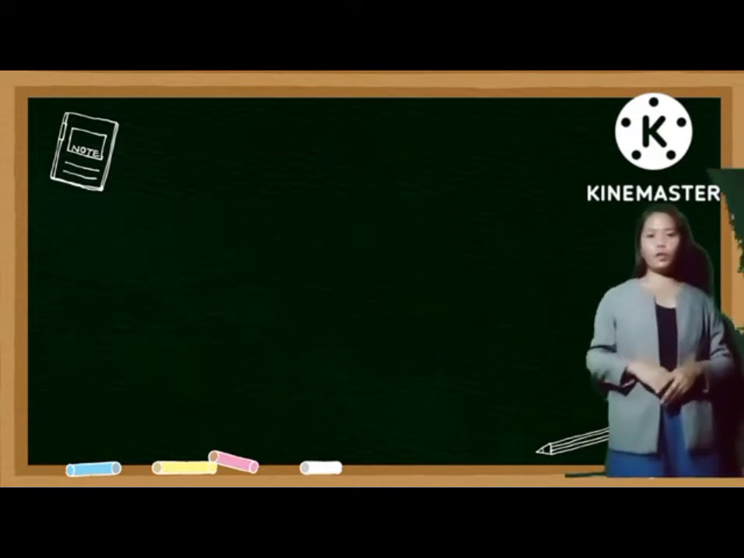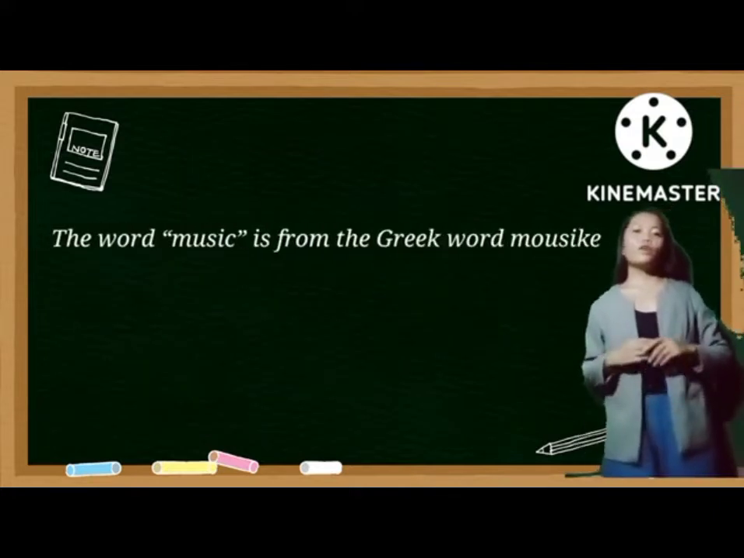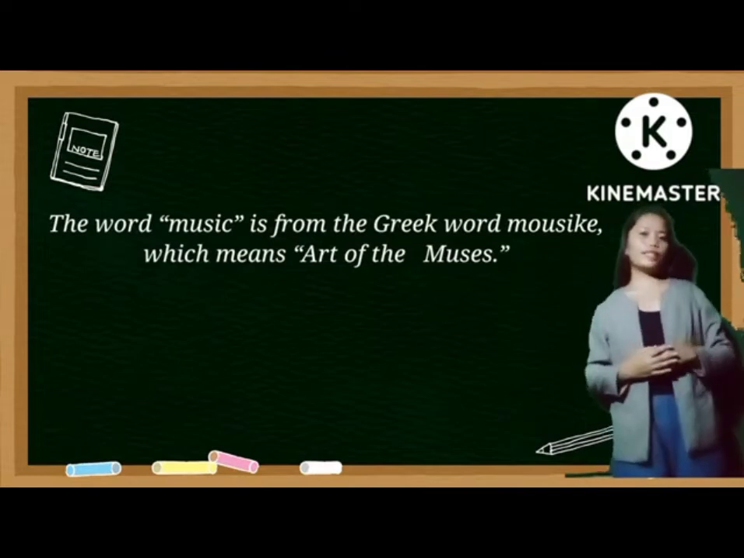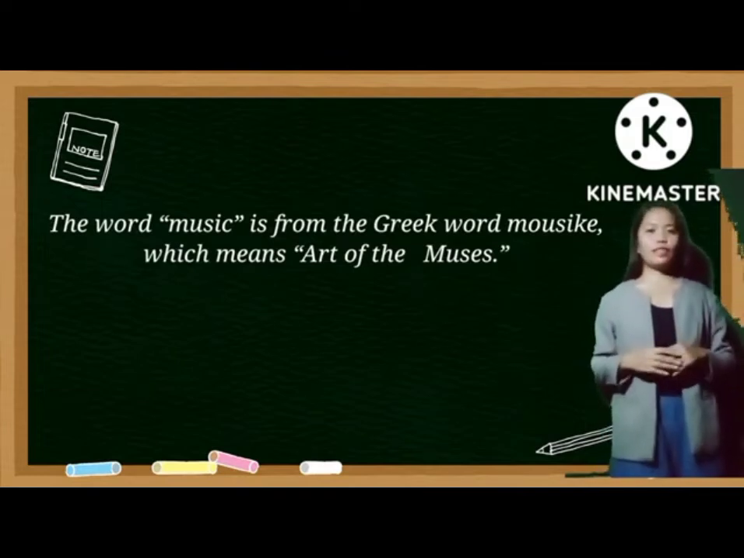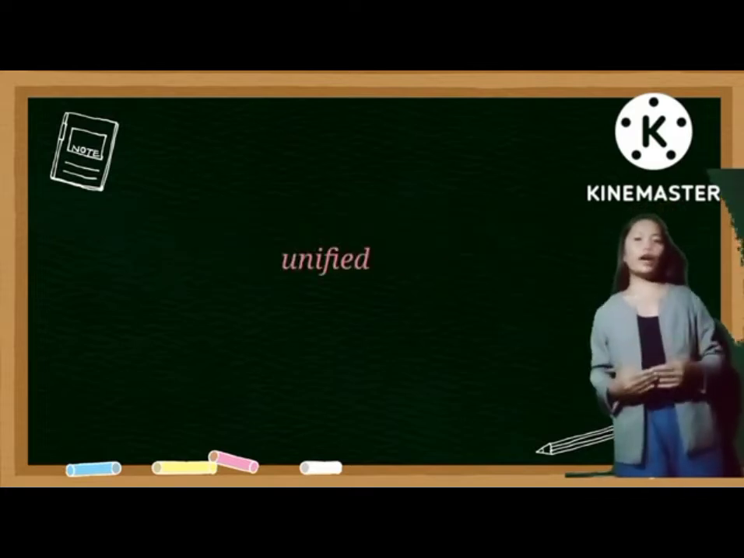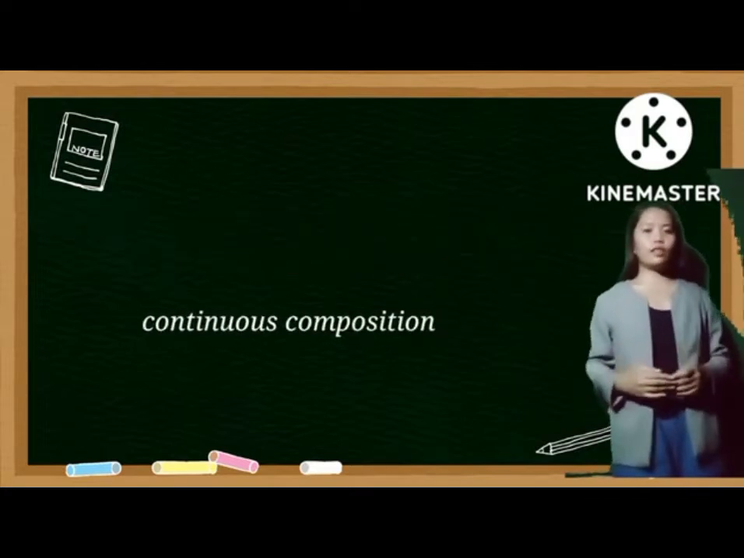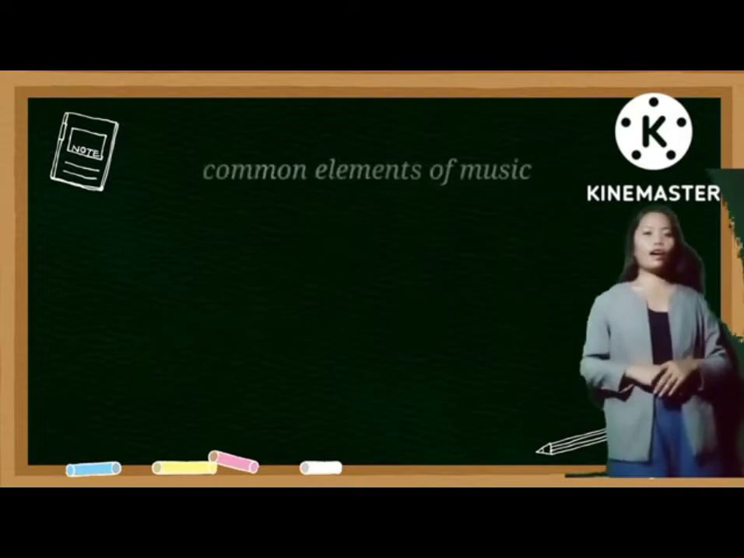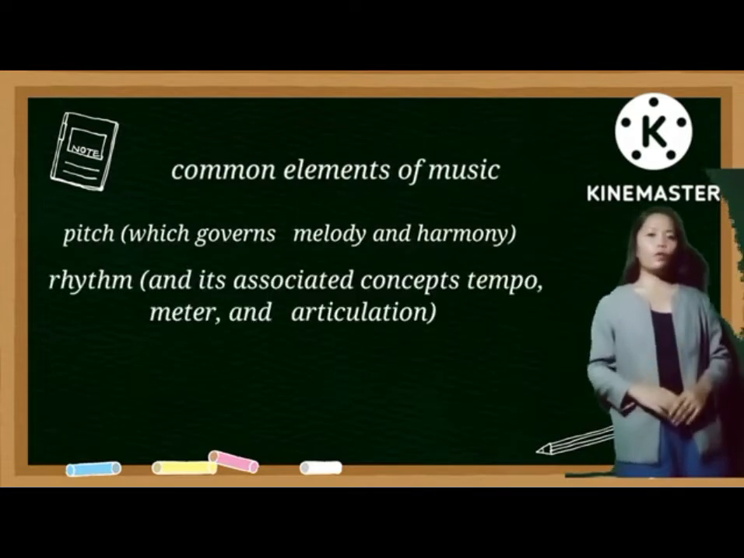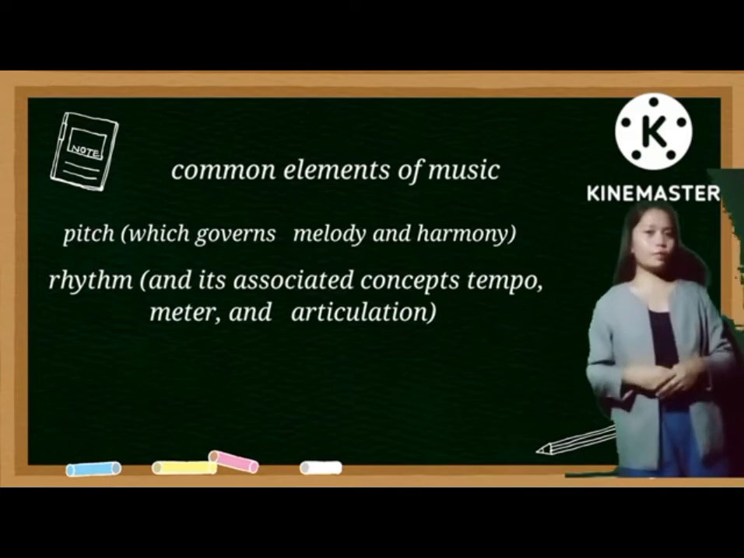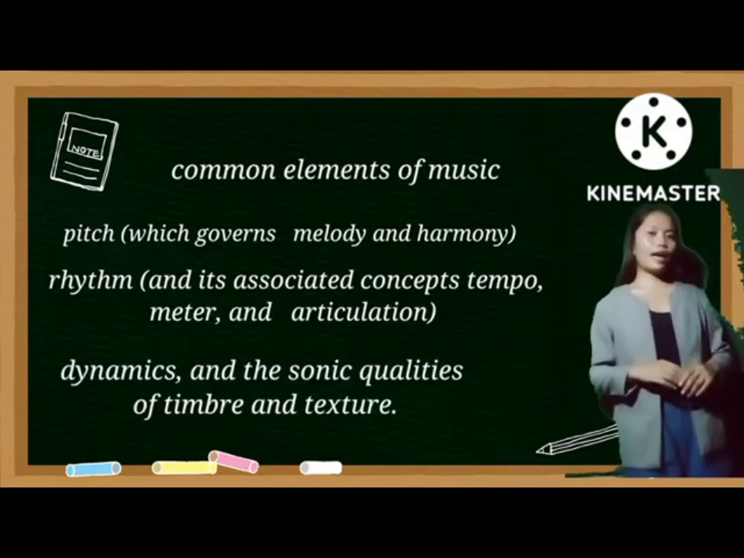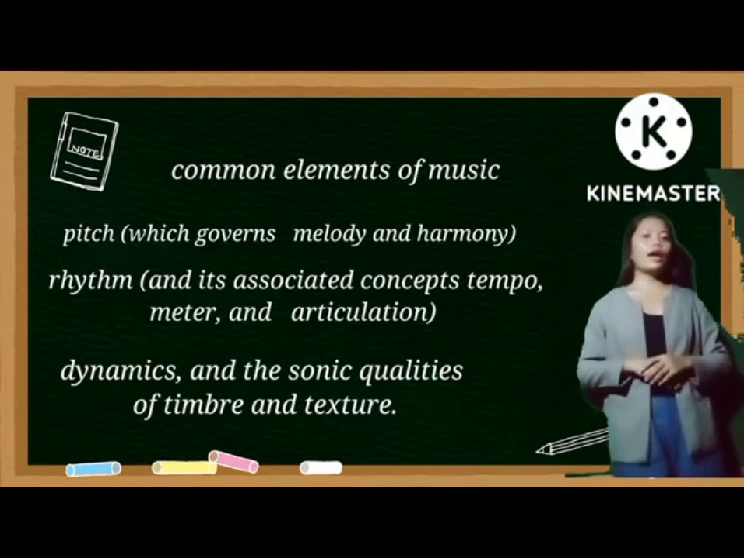The origin and importance of music. The word music is from the Greek word mousike, which means art of the muses. It is the art of arranging tones in an orderly way to produce a unified and continuous composition. The common elements of music are pitch, which governs melody and harmony, rhythm and its associated concepts, tempo, meter and articulation, dynamics, and the sonic qualities of timbre and texture.